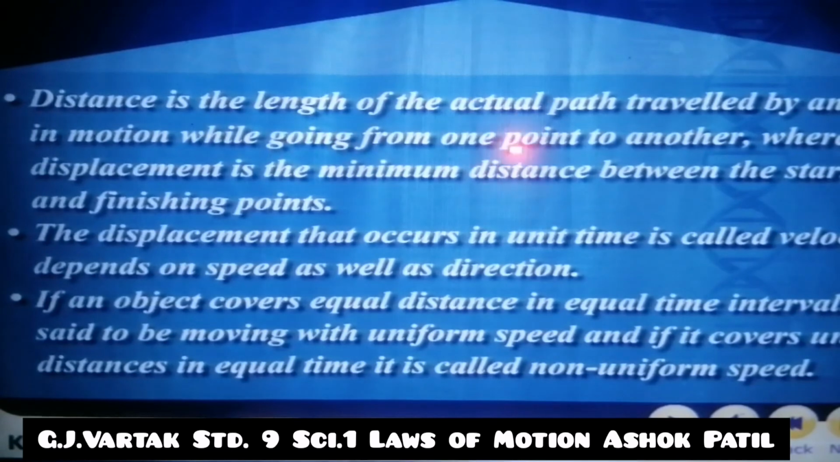Distance is the length of the actual path traveled by an object in motion while going from one point to another point, whereas displacement is the minimum distance between the starting and finishing point. The displacement that occurs in unit time is called velocity, which depends on speed as well as direction. If an object covers equal distance in equal time intervals, it is said to be moving with uniform speed, and if it covers unequal distance in equal time, it is called non-uniform speed.